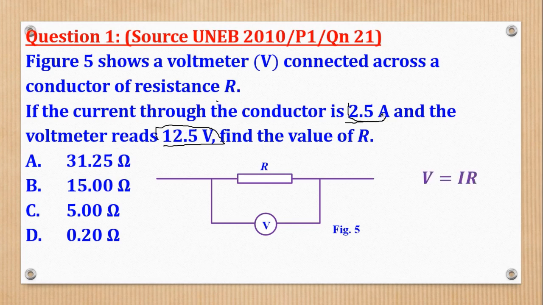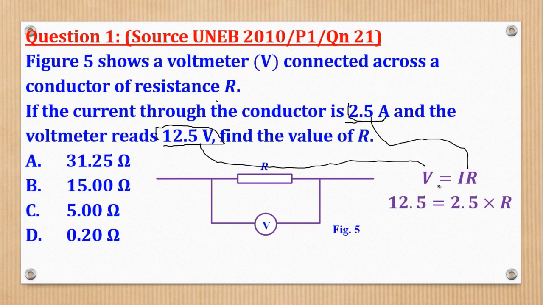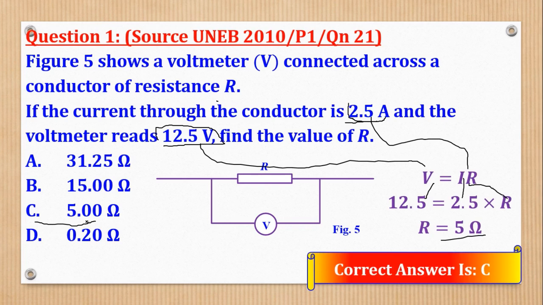So you shall remember that V is equal to IR. Then substitute for V and also for I. When you do that, you shall come up with this: V is here, I is here. Now R is the unknown, so we have to make it the subject. When we do that, we shall come up with R equal to 5 ohms. That means that C is the correct answer.